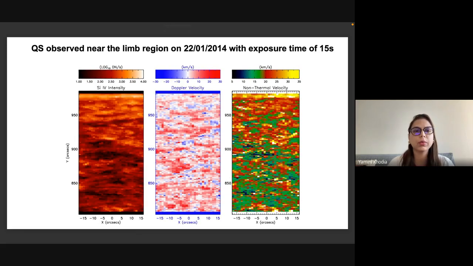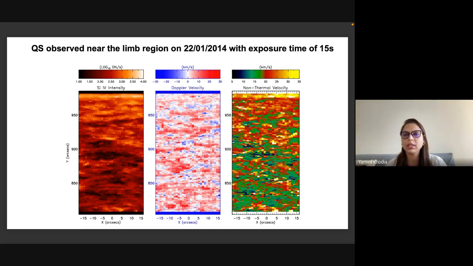So this is one of the quiet-Sun observations from IRIS observed near the limb region. On the left panel, it's a silicon IV intensity map where we see the high intensity generally at the intergranular lanes. Then we have the Doppler velocity map in the middle panel, where most of the region is dominated by redshifted flows, as we generally expect in the transition region. And the Doppler velocity has a typical range of minus 30 to 30 kilometers per second.